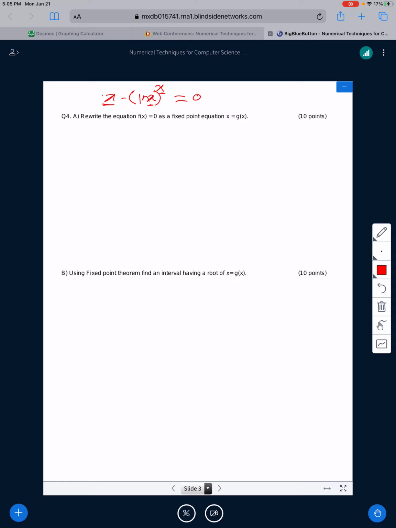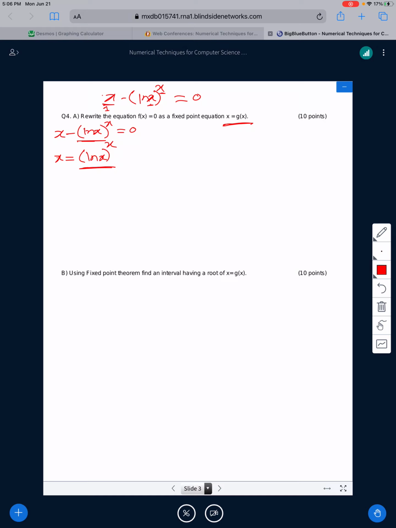Okay, so first one I'm solving for this one. If I want to solve for the first x, ln x to the power x is equal to 0. So what I will do is add this term on both sides. So if I add this term on both sides, that will give me x is equal to ln x to the power x, right? So that will be my x equal to g of x form. This is my g of x. This whole one on the right side is my g of x.